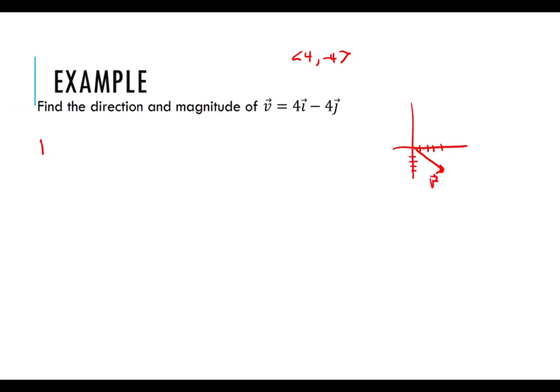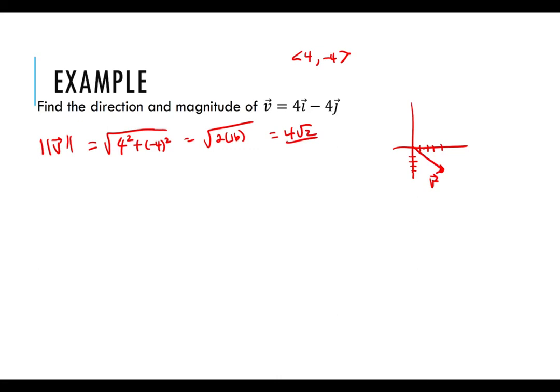So let's start by finding the magnitude of the vector v. Well, the magnitude of the vector v is just going to be the square root of the sum of the components squared. And so that is the square root of 4 squared plus negative 4 squared. That's going to be the square root of 16 plus 16. But I'm just going to rewrite that as 2 times 16, because then the square root of 16 is 4, and this is 4 root 2. So now I know that the magnitude of my vector v is 4 root 2. But now we need to find the direction.